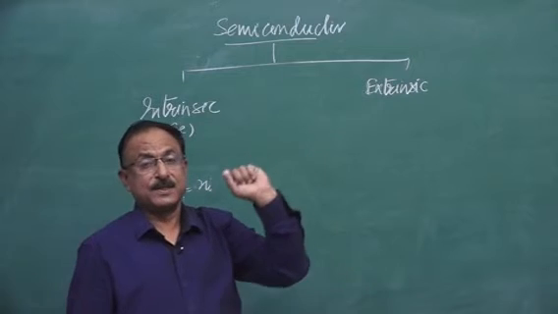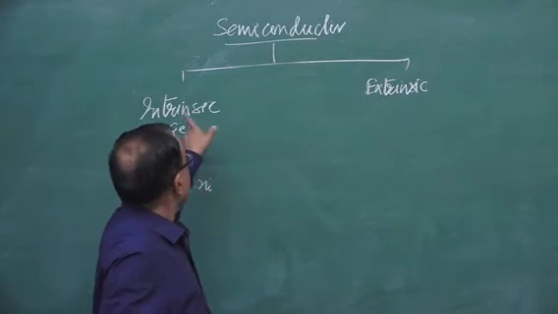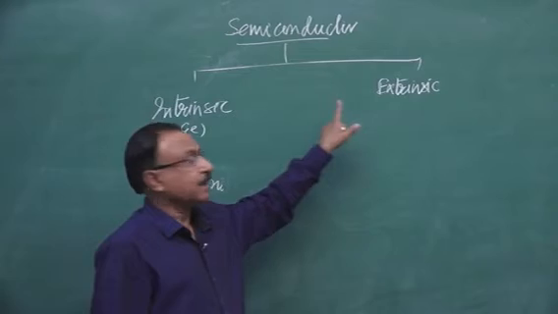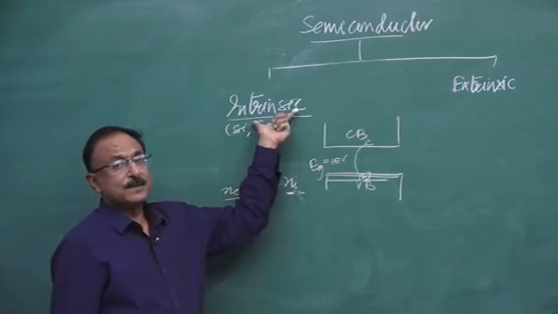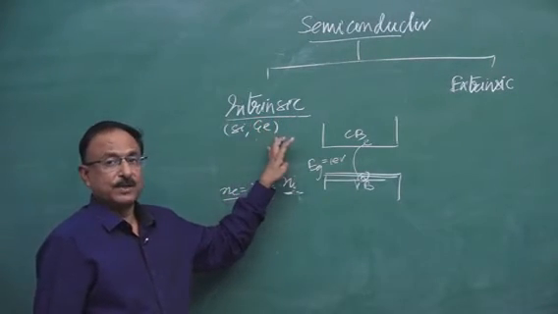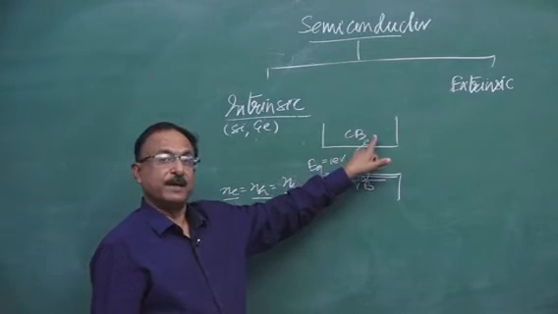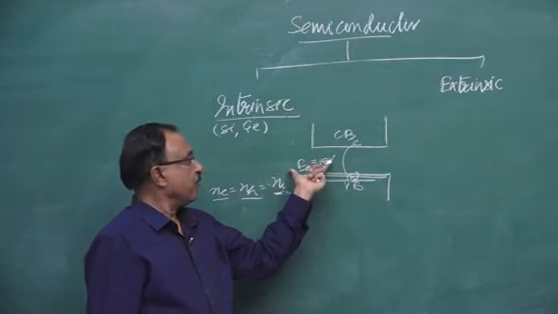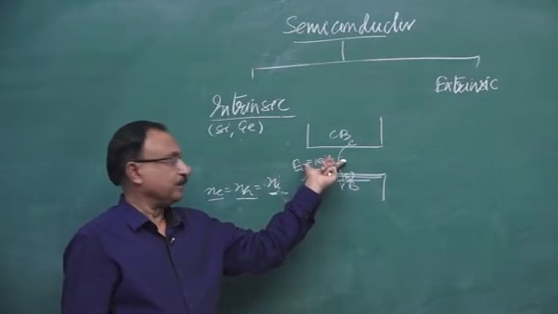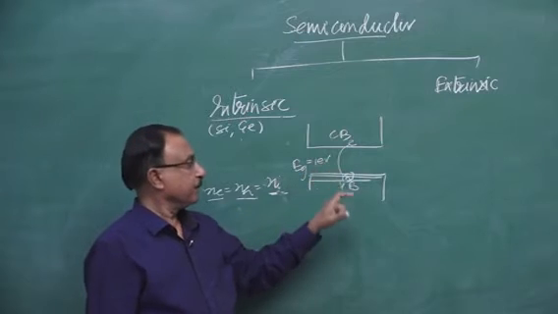Semiconductors, as we have discussed, are again of two types. One is intrinsic semiconductor, the other is extrinsic semiconductor. Intrinsic semiconductors are the pure crystal of the semiconductor. In the intrinsic semiconductor, the conduction band is empty and the valence band is completely occupied. The forbidden gap is of the energy of about 1 electron volt.